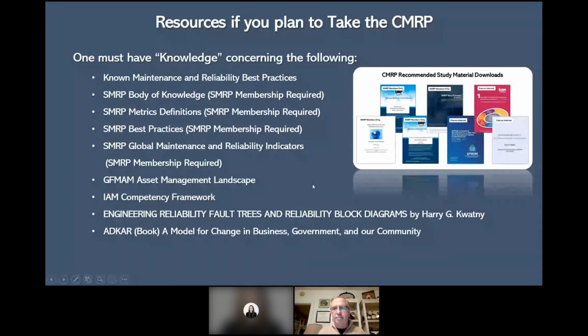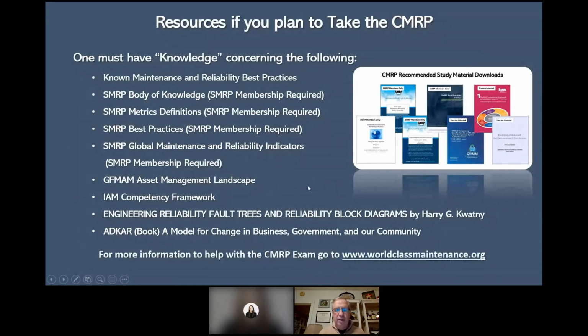Now, where do you get that? I think you're going to have to buy that one. Okay, sorry. So for more information and help with the CMRP exam, I have a lot of this information. These documents, they're not the SMRP documents, but the other ones are free on my website. And I've also got a toolbox talk on CMRP recommendations.